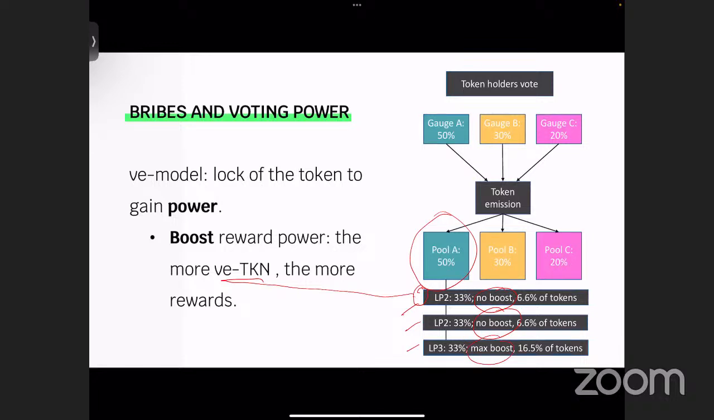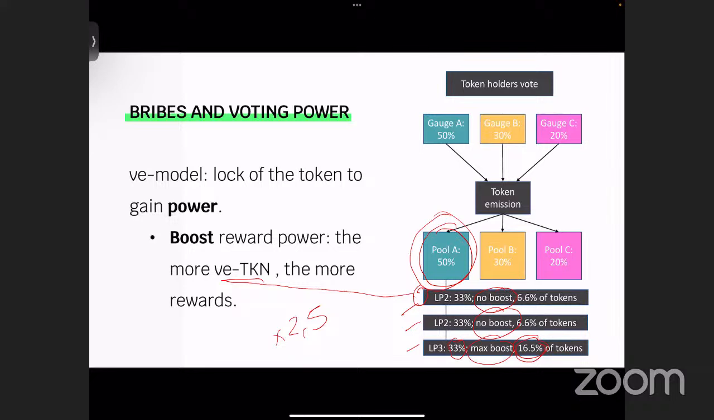In the case of Curve, when you have the maximum boost, you win 2.5 times more reward than if you have no boost. So the LP number 3 will win 16.5% of the token. Why? Because there is 50% of the token that goes to the pool A. So the liquidity provider number 3 will win 33% of those 50%, which is 16.5%, because he has the maximum boost.